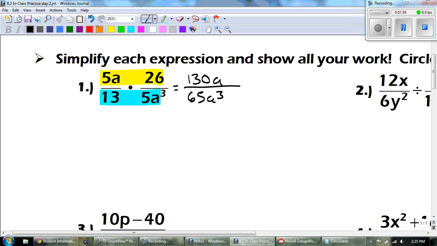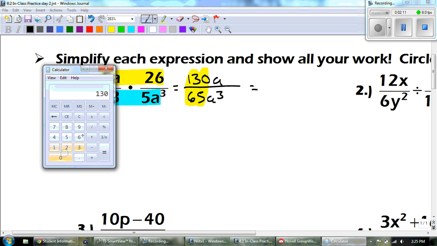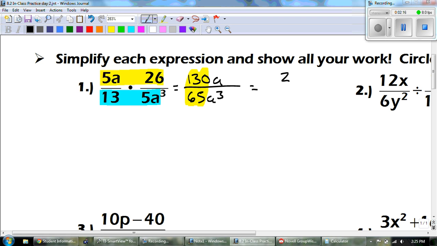Okay, now that we've done that, let's simplify, okay? What's 130 divided by 65? Well, you don't know? Use your calculator. 130 divided by 65, and we get 2, and that 2 is going to be on the top. And then who wins with the a's, the top or the bottom? Yeah, the bottom, and the bottom wins by 2. Now, is there anything else that I can do? Nope. So that's our final answer.